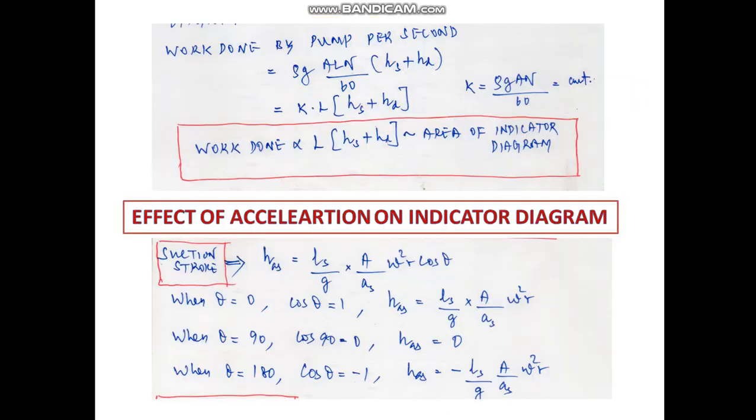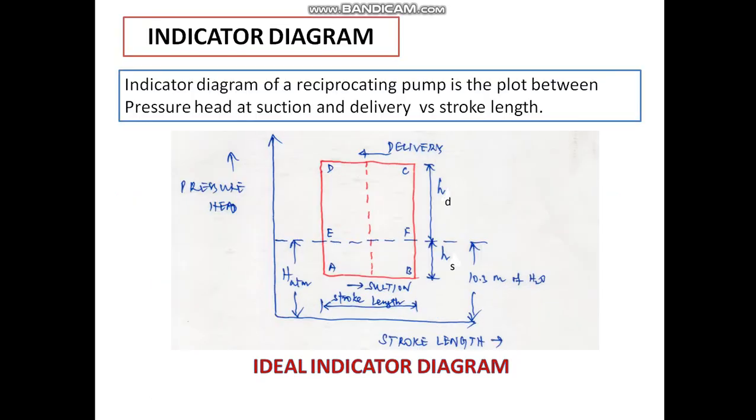And you know the equation for work done by the pump per second, rho g A L N by 60 into (Hs plus Hd). So here rho g A N by 60 can be taken as a constant K. So work done is the constant K into L into (Hs plus Hd). So work done is proportional to L into (Hs plus Hd). And you just look into this diagram. The length AB represents the stroke length L and BC represents Hs plus Hd. So L into (Hs plus Hd) is the area of the rectangle. So we can say that the work done is proportional to the area of the indicator diagram.